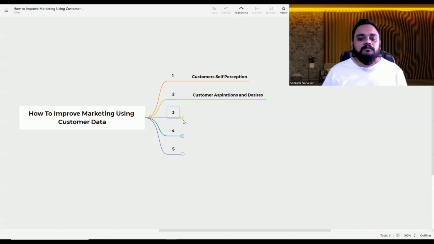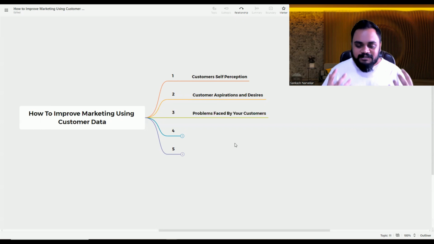Then the third thing that we have here is to understand the problems that are faced by the customer. Just like I gave you the example in the second point, the problems that people say they face might not be the real problems. So it's very important to have a system which can gather data from your customers, asking them what exact problems they are facing with respect to their business, if you are in the B2B market, or with respect to their health or wealth, if you are in a B2C market, right?